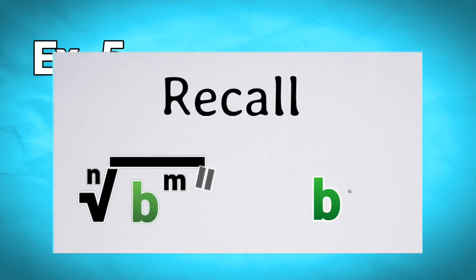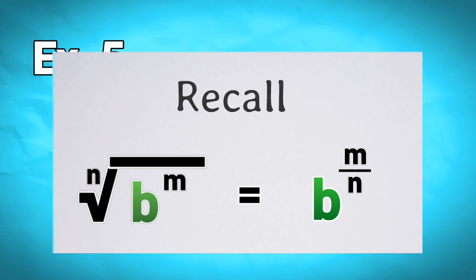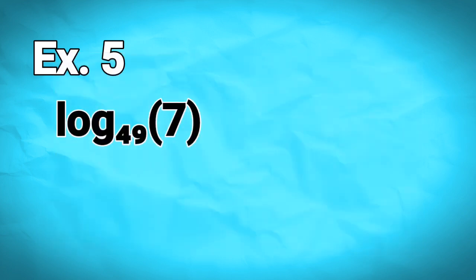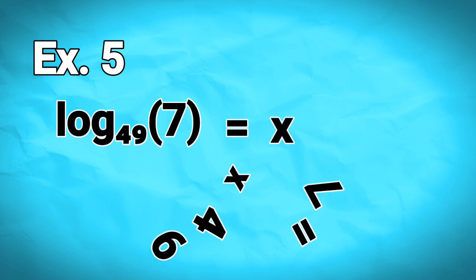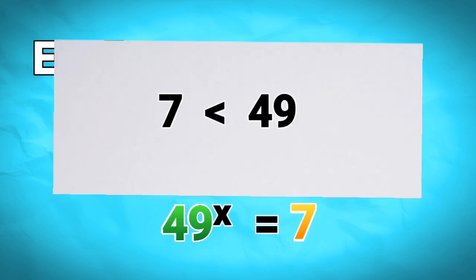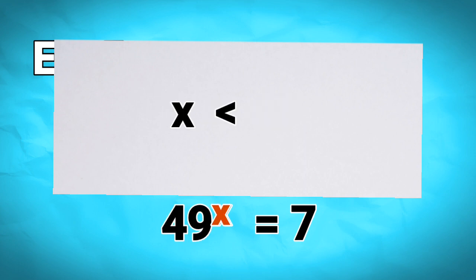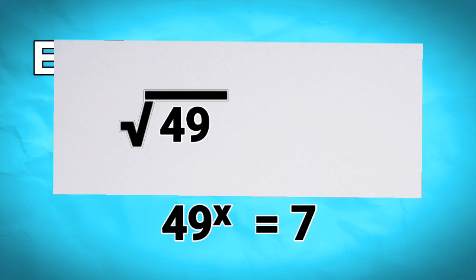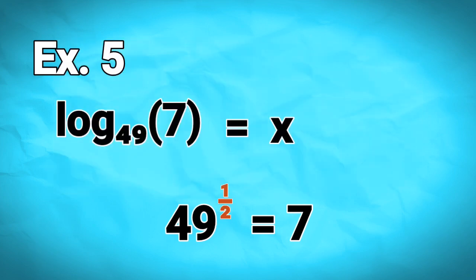For example 5, we want to evaluate the expression log base 49 of 7. But first, we need to recall that radical expressions can be rewritten with fractional exponents. Now let's evaluate. I'll go ahead and write equals x, and I know that my expression is equal to the power that 49 is raised to get 7. Since 7 is less than 49, I know that my exponent has to be less than 1. We know that the square root of 49 is equal to 7. So we can rewrite it as 49 to the 1/2. And our logarithmic expression equals 1/2.